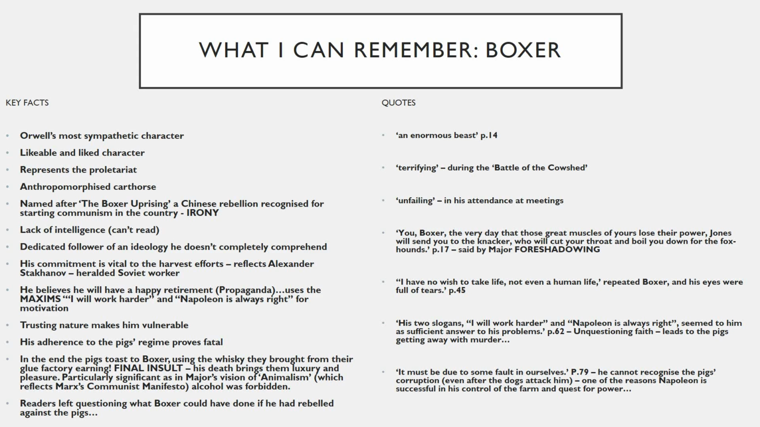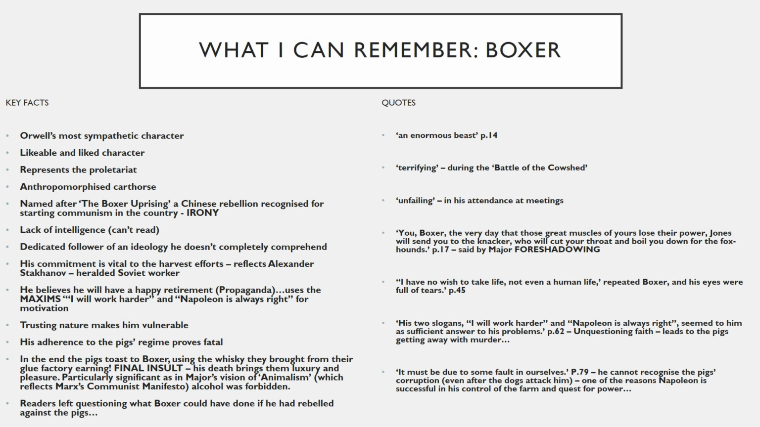I will talk you through the key facts because obviously this is information that you could apply to lots of different questions. It's not just about Boxer. So, Boxer is Orwell's most sympathetic character within the novel. He's the heart of the novel. He's the character who reduces many readers to tears. So that's very important. I am going to try and include that in my response. He's also a likeable and well-liked character.